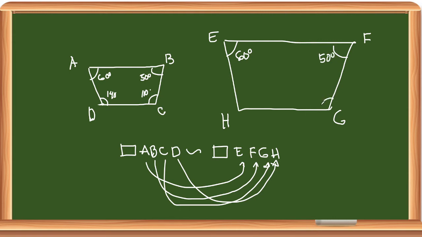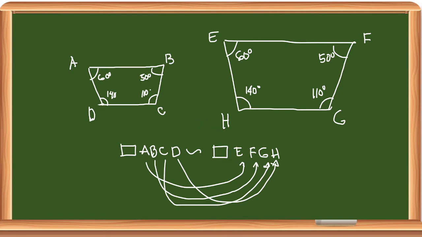And for angle C, which is 110 degrees, ang corresponding angle niya is angle G, and it is also 110 degrees. And then lastly, angle D for angle H, they have both 140 degrees. Okay, so yan yung corresponding angles. Now, hindi ito enough to say that these two polygons are similar. Kasi dapat maging proportional muna yung corresponding side niya.